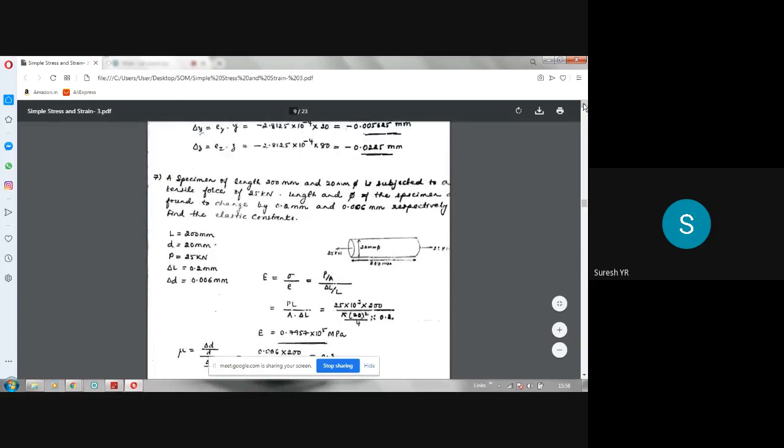So seventh problem, what it says: a specimen of length 200 mm and 20 mm diameter is subject to a tensile force of 25 kilonewton. Length and diameter of the specimen are found to change by 0.2 mm and 0.006 mm respectively. Find the elastic constants. So this problem is similar to the first problem. Problem number 1. He has given the force here. Initial length 200 mm and initial diameter 20 mm. Change in length or increase in length is 0.2 mm. Decrease in diameter is 0.006 mm. So he has given all these details. We have to find the elastic constants.